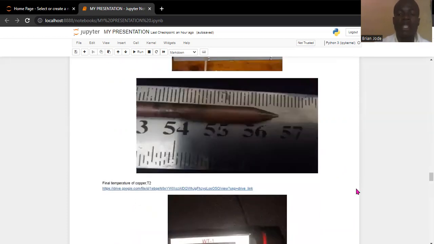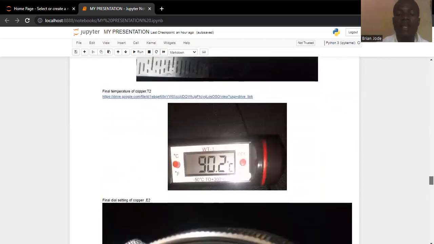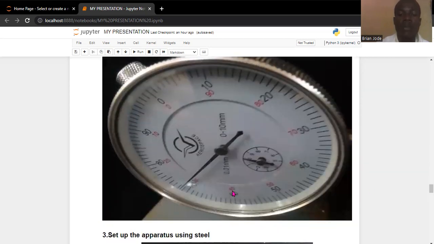And of course, the final temperature, as it will be indicated in the digital thermometer. As you can see here, it is 90.2 degrees Celsius. Then we are also supposed to take the final dial setting. As you can see, initially it was 68, but now it has increased to 71. It seems to have expanded. So the student is expected to record this length as L2.